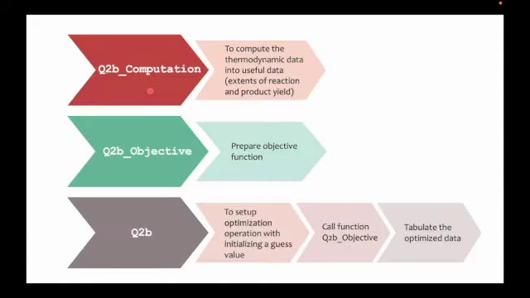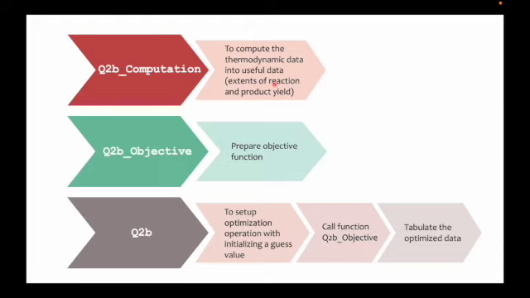Now we move on to the script files. We provided three script files inside the submitted folder. The first file is the q2b computation.m file. We compute the thermodynamic information needed before we proceed to the optimization. This file computes the thermodynamic data such as Gibbs energy, heat enthalpy, equilibrium constant, extent of reaction, and yield. We also use this file to plot the graph of yield versus temperature.